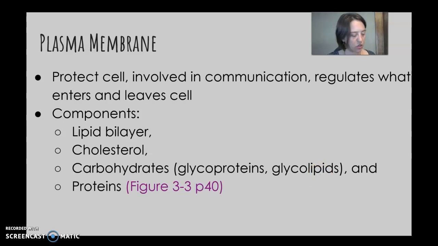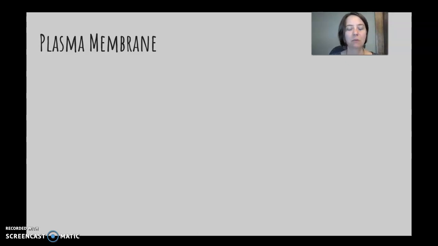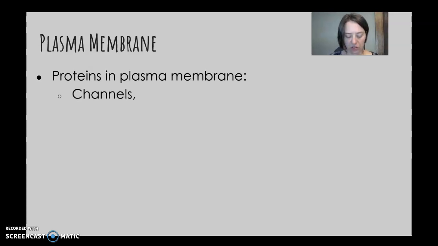If we look on page 40, there's a nice picture, figure 3.3, of the plasma membrane and all that's going on. Sometimes we just call it like a little circle on the outside of a cell, but there is a lot of busyness going on in the plasma membrane. Those proteins are really integral. So let's talk about what they are, and there's a nice table on page 41.